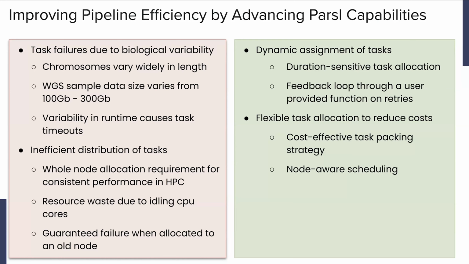For example, duration-sensitive task allocation by making use of user-provided hints that you can pass to the scheduler so that it would allocate tasks depending on how much time is left to execute that on a specific node. Also implementing a cost-effective task packing strategy so that Parsl will use the minimum number of nodes possible for specific queues, especially when you try to run things on AWS.